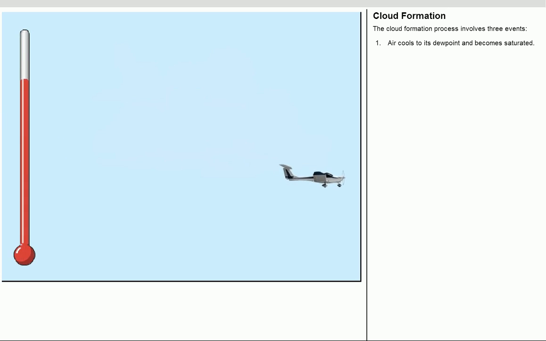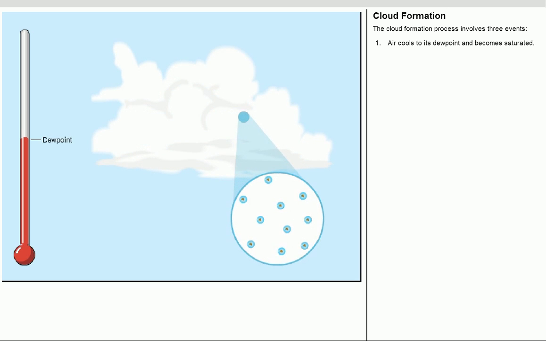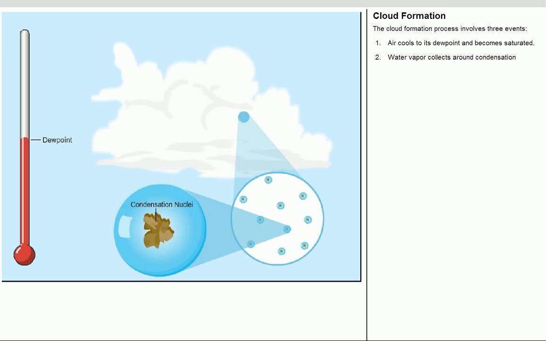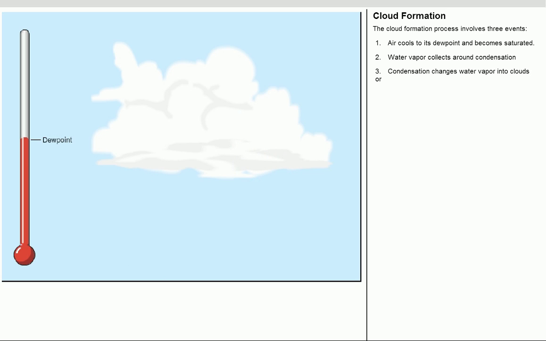Now that you're studying to be a pilot, you understand that temperature and moisture influence weather, and you know that clouds are a sure sign that there's moisture in the air. The cloud formation process involves three separate events. As the air temperature decreases, it cools to its dew point and becomes fully saturated. Small particles of solid matter, including dust, soot, or salt from evaporating sea spray, must be present in the air as condensation nuclei. The water vapor collects around the condensation nuclei. Finally, the process of condensation changes the water vapor into clouds or fog. If the temperature is low enough, this water vapor can condense into ice crystals.